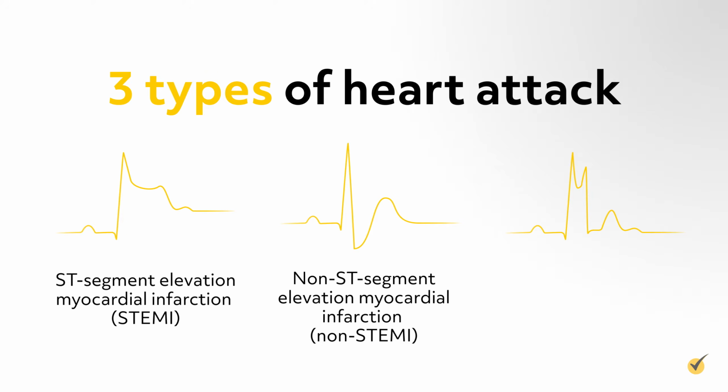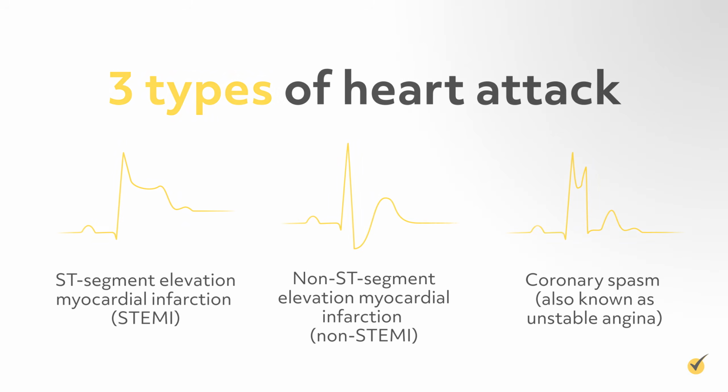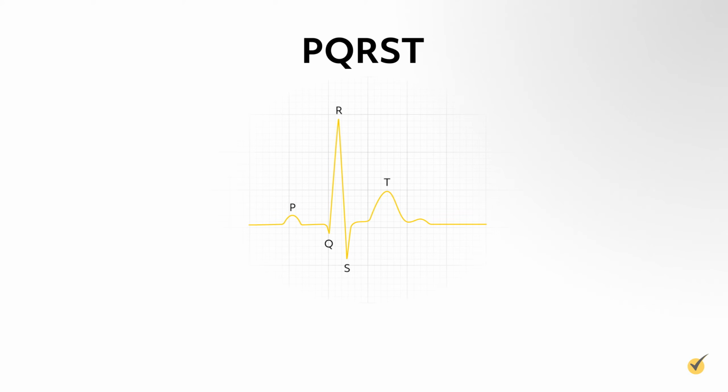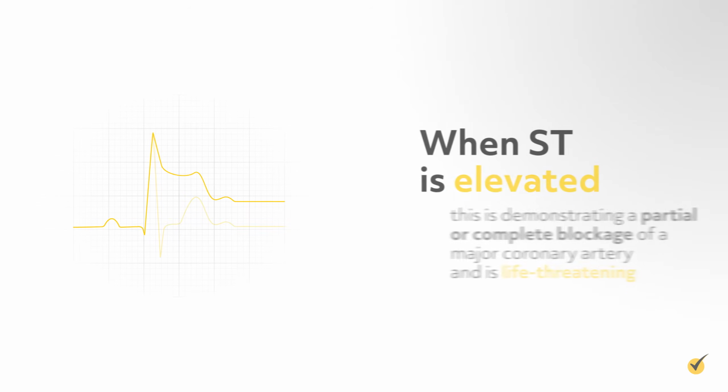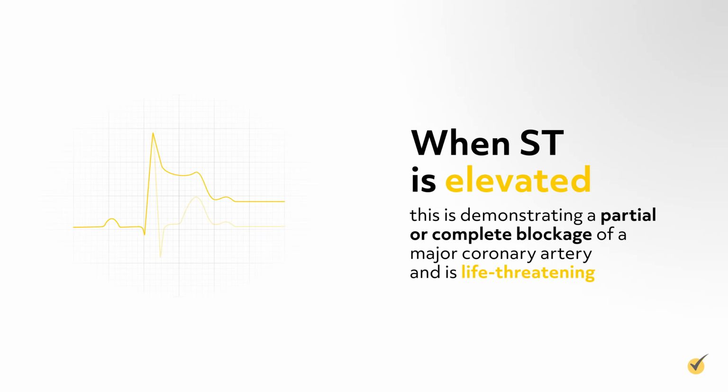3 types of heart attacks are ST segment elevation myocardial infarction, or STEMI, non-ST segment elevation myocardial infarction, or non-STEMI, and coronary spasm, also known as unstable angina. STEMI is named for the ST elevation seen on an electrocardiogram. The PQRST waves show the electrical conduction through the heart muscle, and when ST is elevated, this is demonstrating a partial or complete blockage of a major coronary artery and is life-threatening.